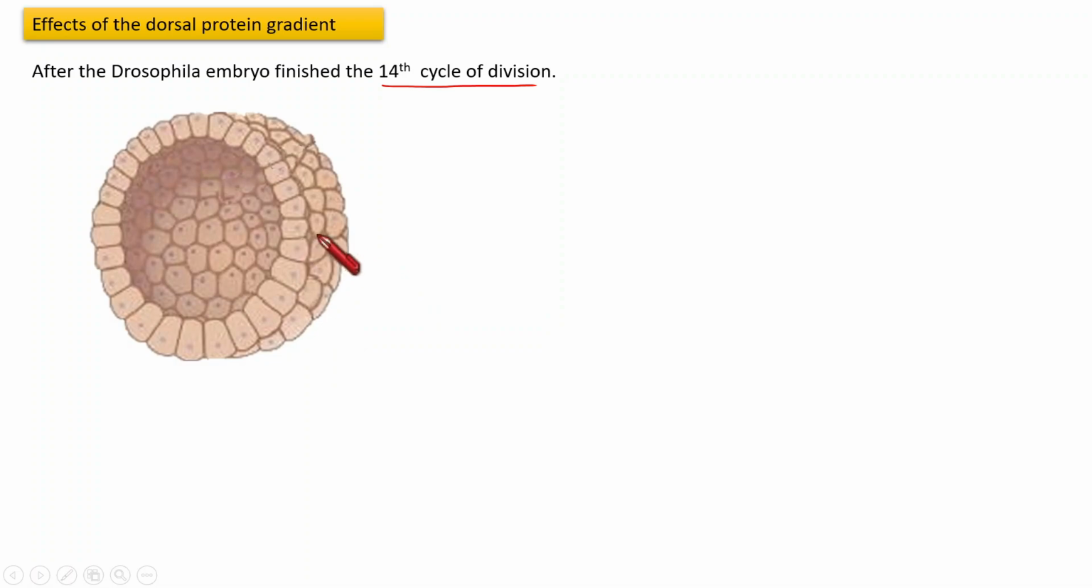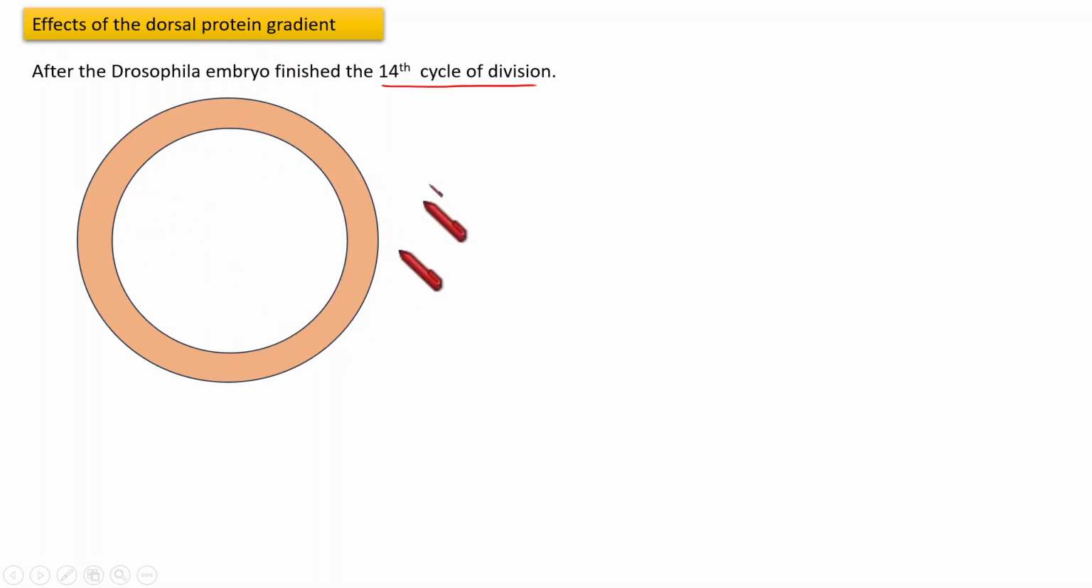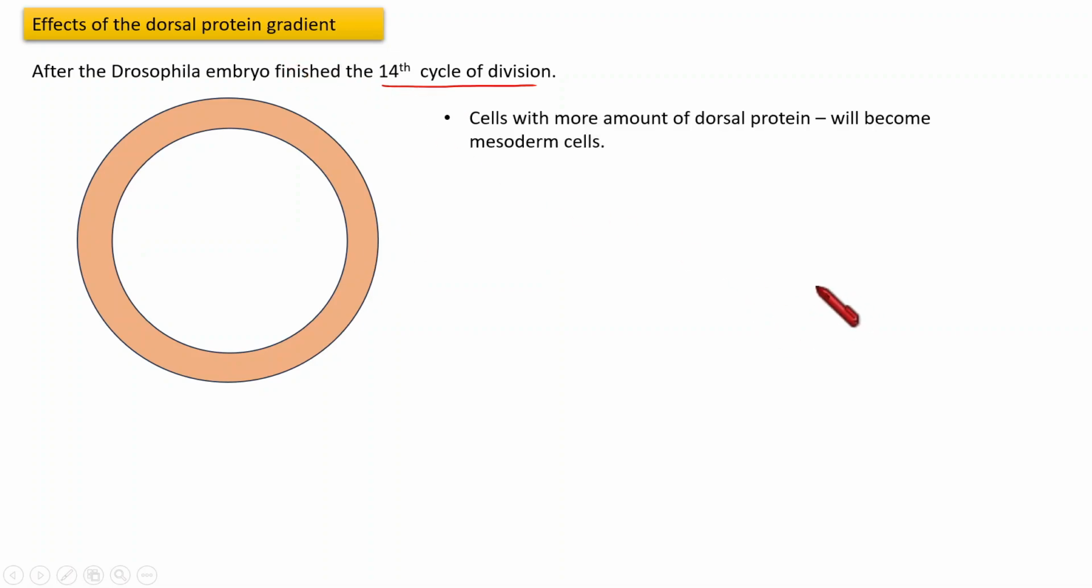And for explaining all the process, what is the effect of the gradient of dorsal protein, I am drawing that cross section of that embryo in this form. So in this form, it will be easy for me to explain all the changes.